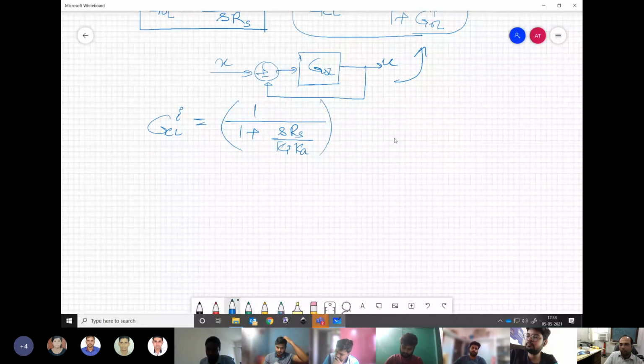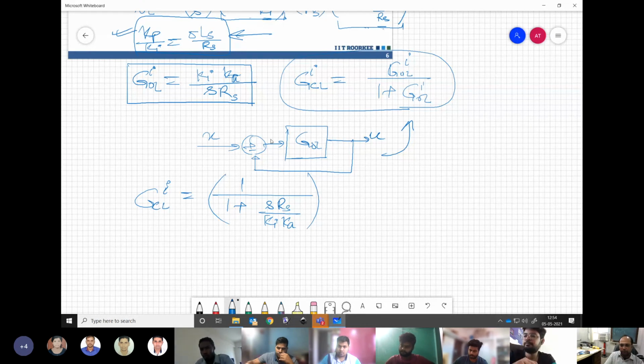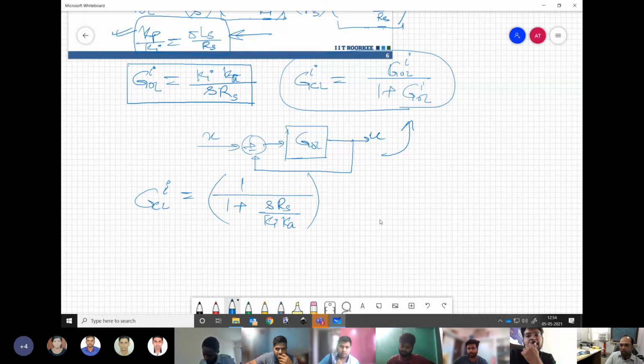Fine. Now next what we do? We have got a relation between Kp and Ki, but still we have not got the values of Kp, Ki, right? There is one relation we have got. Now how to get the Kp, Ki values next? From the bandwidth. So what is the bandwidth of the system? Ki Ka by Rs, this is the bandwidth.